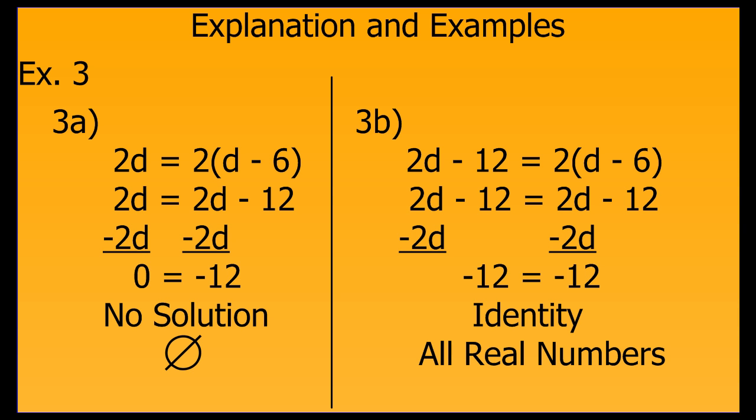Now, for the equation on the right, negative 12 is always equal to negative 12. So in this case, no matter what we substitute for d, both sides of the equation will be equal. That means this equation works for all possible values of d. We call this an identity, and we say the solution is all real numbers.